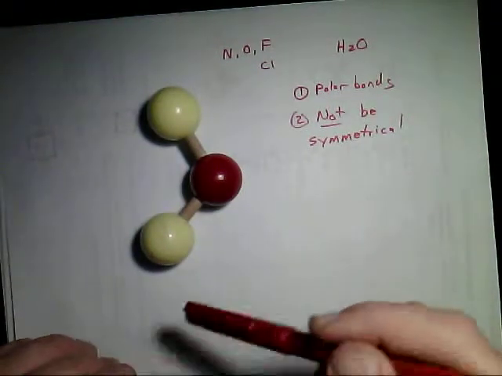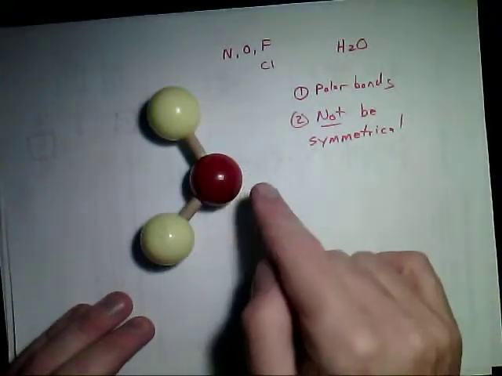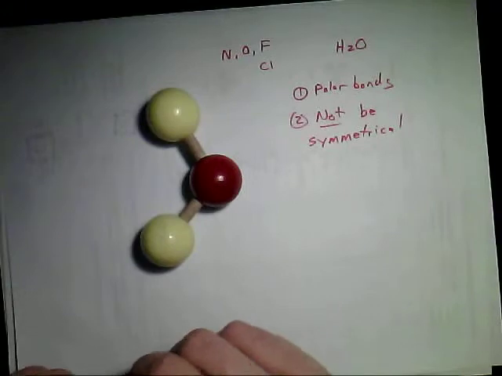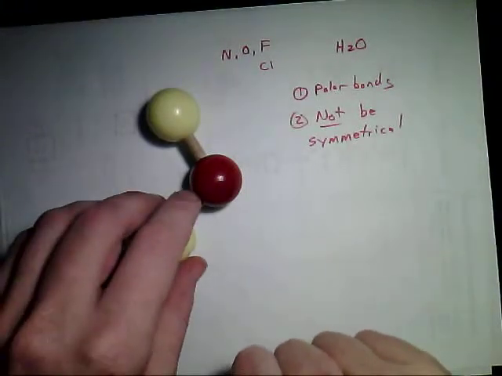And when we're looking at H2O, since the electrons are being pulled here towards the oxygen, this is the negative end and this is the positive end. Now let's look at some more examples.